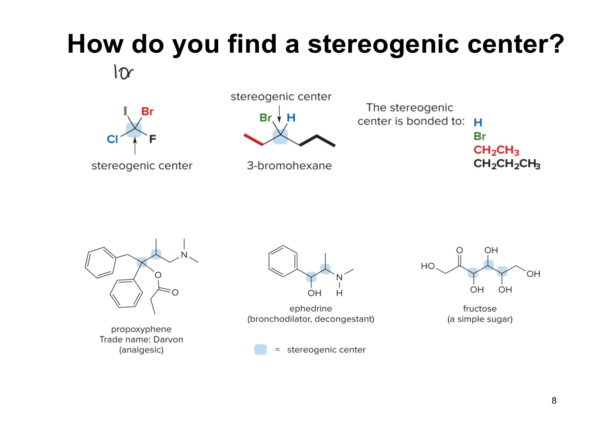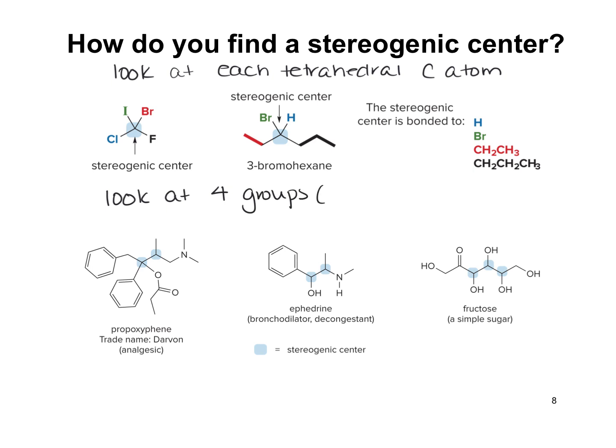So you need to look at each tetrahedral carbon atom in a molecule. And you need to look at the 4 groups, not just the 4 atoms bonded to it, okay? If those 4 groups are different, it's a stereogenic center.